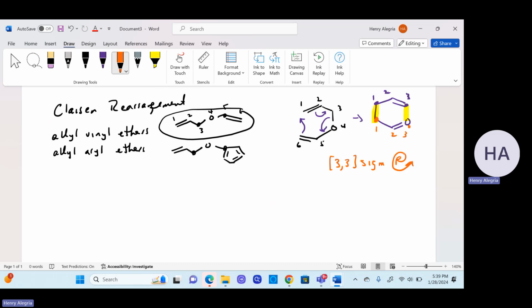So that's it for sigmatropic rearrangement. We just expect you to be able to know when a sigmatropic rearrangement is happening, to be able to predict what the product is going to be. And to tell if it's a 1,5, a 3,3, or whatever the case might actually be.